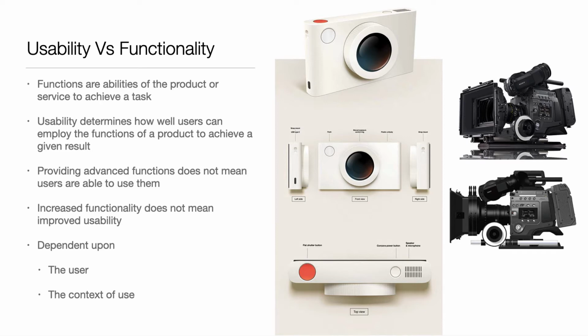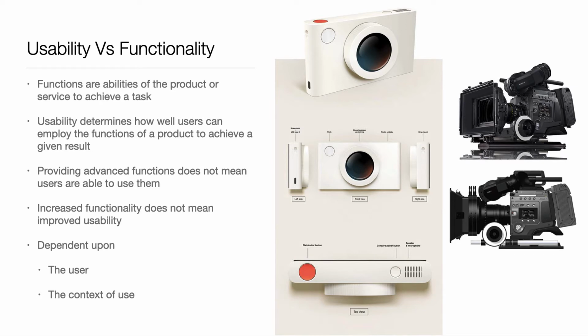We have two cameras here. One is a film camera you could shoot Lord of the Rings on, maybe. Another one is a very simple point and click home camera. Just because the video camera on the right is better doesn't mean you're going to use it properly, doesn't mean you're going to get better pictures or better videos. You got to think about who is the user and what's the context.